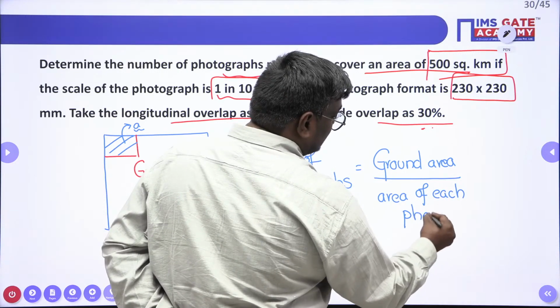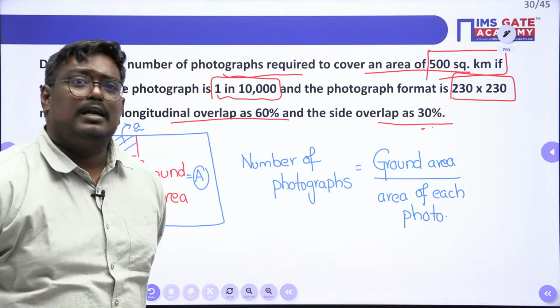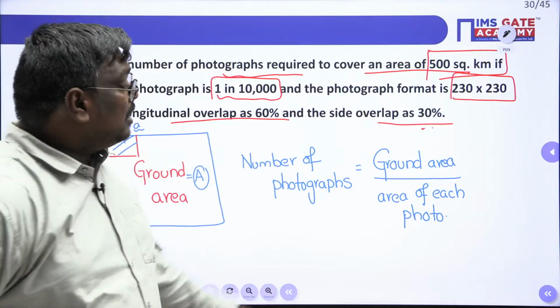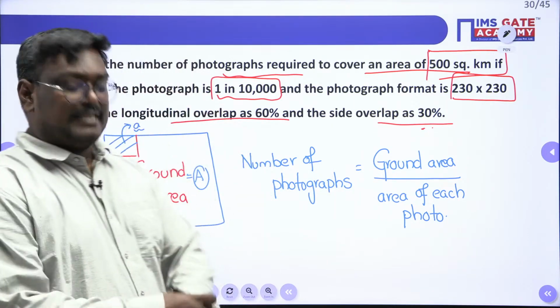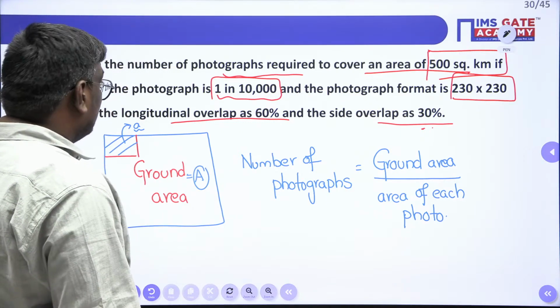For this, I would like to tell you one important thing. Whenever you are finding a number, both the numerator and denominator should be in the same units. Both the things should be in the same units.